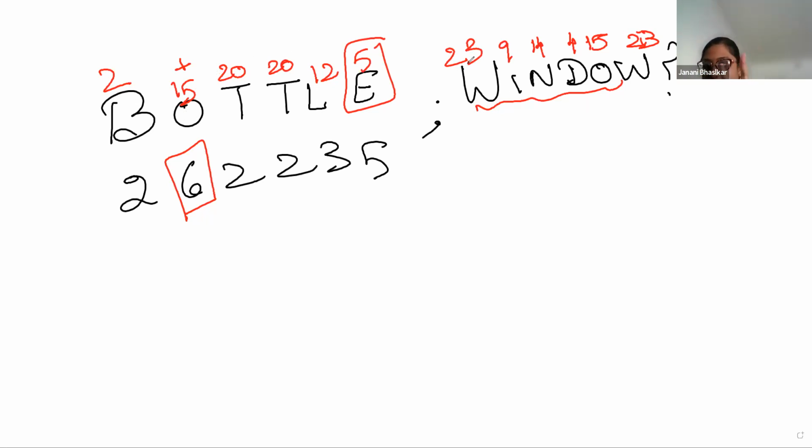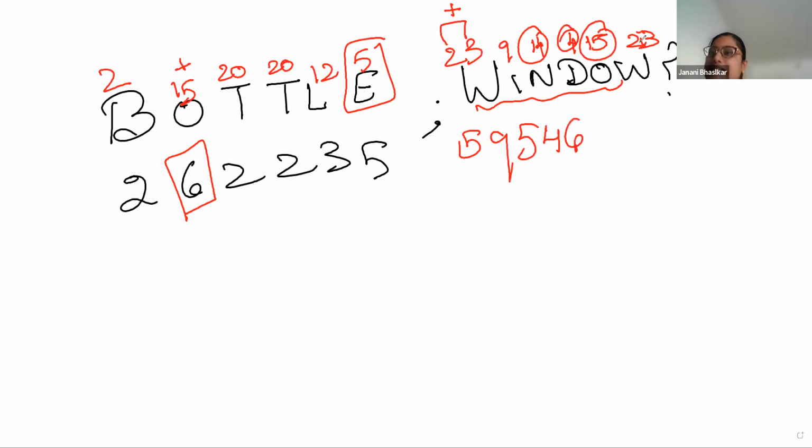So window: 23 has got 2 digits, so 2 plus 3, I will get 5. 9 is only 1 digit, so I'm just writing it as it is. N will be 14, which is 2 digits, so I'm adding: 1 plus 4 is 5. D is 4, so I'm writing it. O is 15, so what is 1 plus 5? 6. And 23, just the same thing. So the answer will be 595465. Did you understand, all of you?